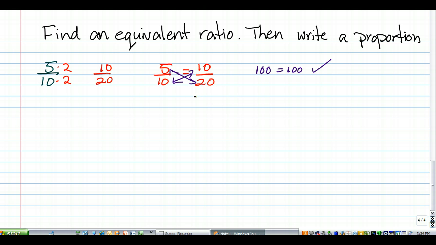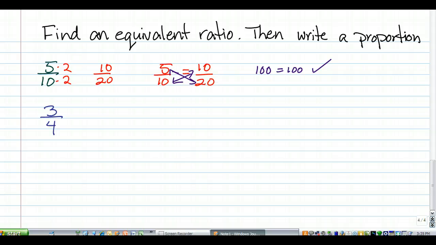All right, actually, we did it together. So how about you do this one on your own? Okay? Let's go with, I'm going to get a different color here. How about we go with 3/4. Find an equivalent ratio, then write a proportion. Pause and go ahead and do that.